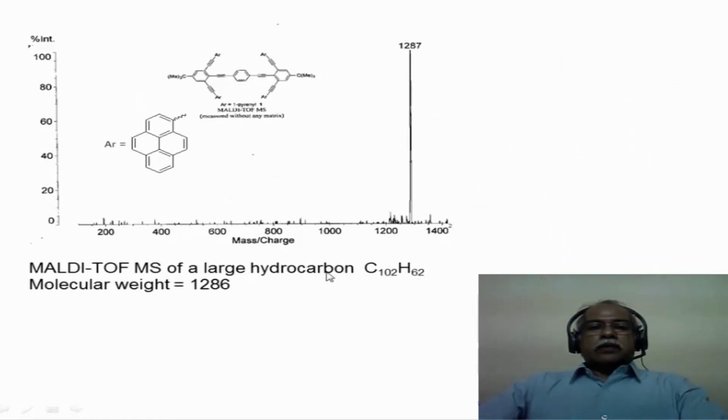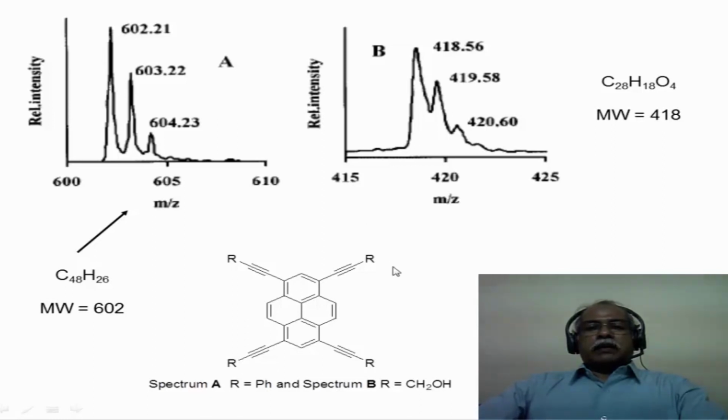This is a molecule that was synthesized in our own laboratory. This has a large hydrocarbon with a molecular formula of C102H62. Because this has a large number of acetylenic units, the number of hydrogens is much less than in the earlier example. The molecular weight is 1286. What you see is a protonated species. So M plus H plus is what is seen as the 1289 peak of this molecule with 4 pyrene units attached to the spindle kind of molecule that is shown here.